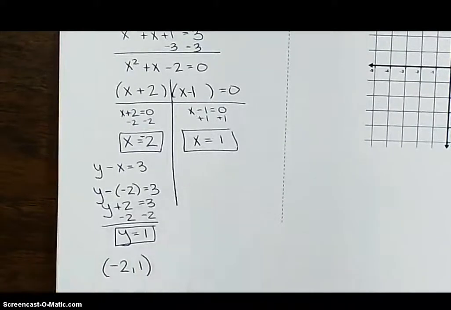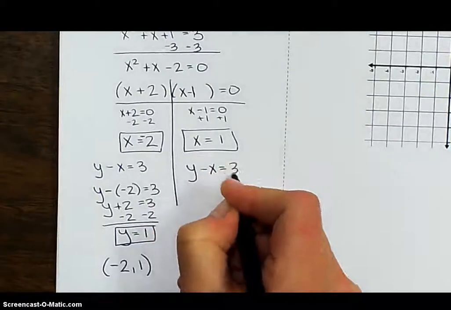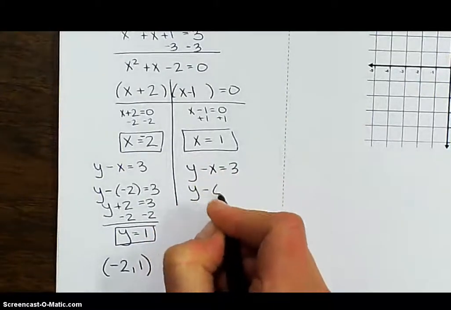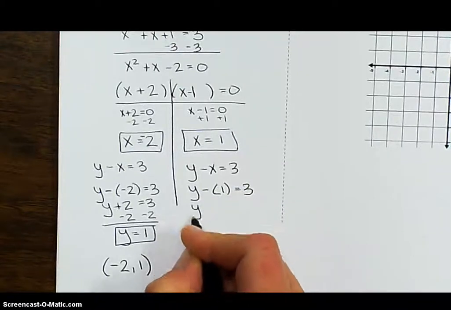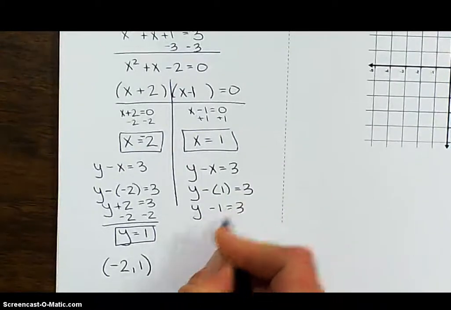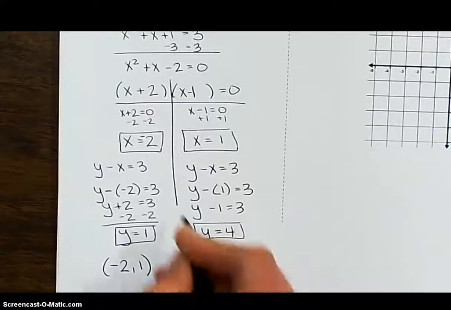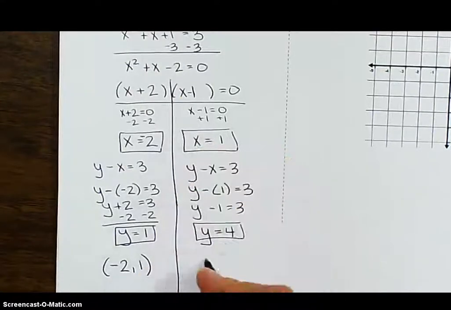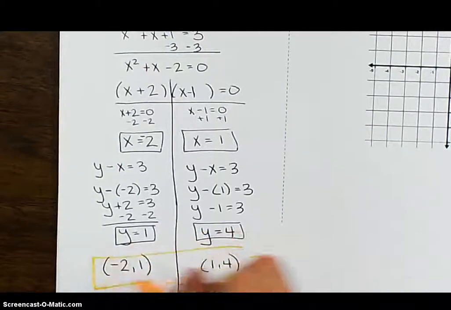Okay, now let's do the same thing over here. So we're going to start with a linear equation. And now I'm going to substitute in my x value, which is a positive 1. And then we get y minus 1 equals 3. We're going to add 1. And we get y is equal to 4. So this side, for our second solution, we get 1 comma 4. Okay, so now we have both of our solutions.